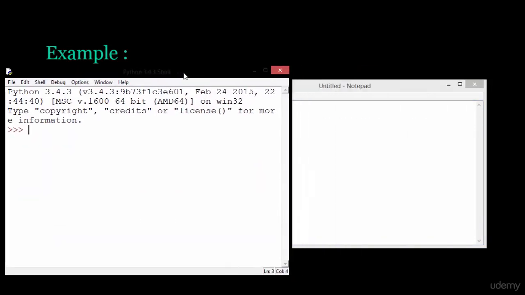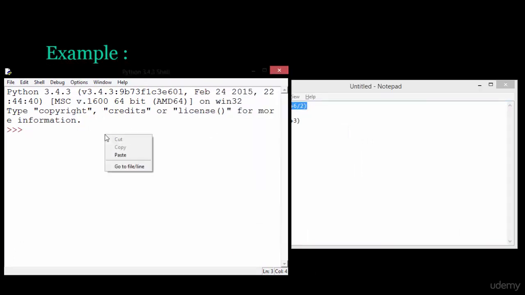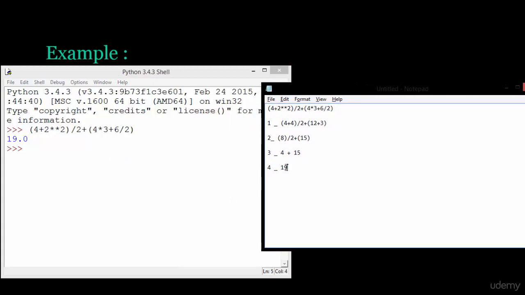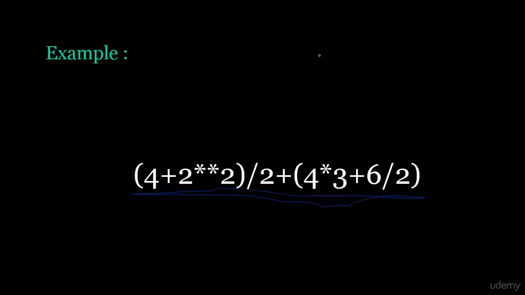Let's try this in our Python shell here. As we see, we get here the same number.